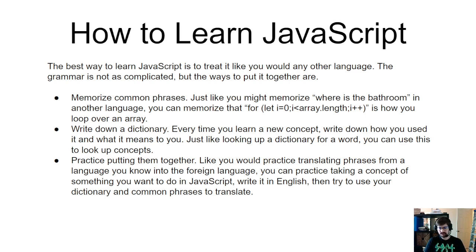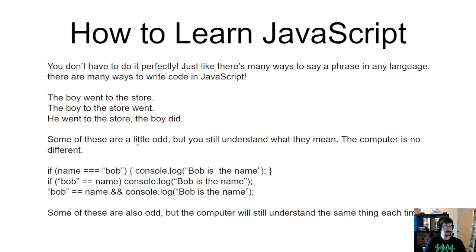Practice putting them together, similar to how you would practice translation into a foreign language. Write a concept of what you want to do in English or whatever language you're most comfortable with, and then try to use your dictionary of JavaScript to translate that in. It's going to be really complicated at first. It's just like if you're learning any other foreign language, but you'll get better at it as time goes on. You don't have to do it perfectly. There are many ways to say a phrase in any language. Some of them are not grammatically correct, but they're still understood.